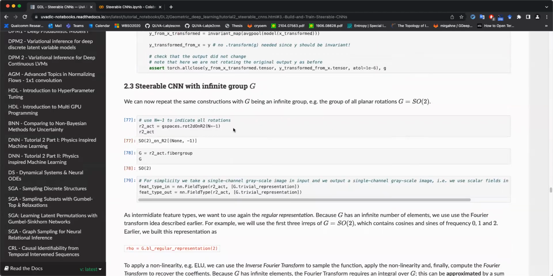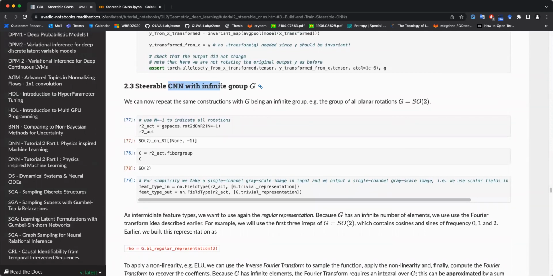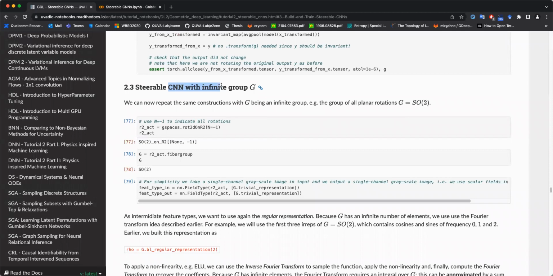Okay, the last step is how to build an equivariant neural network with an infinite group G. What we did so far was using the group of discrete rotations, such that the result was similar to a normal group convolution. So it's not so interesting, right? That's the same you would get if you build a group convolution yourself with a discrete group. Of course, this is interesting when we take continuous rotations. So we can build the right G space by picking n equals -1. That's just a shortcut to say infinite rotations.